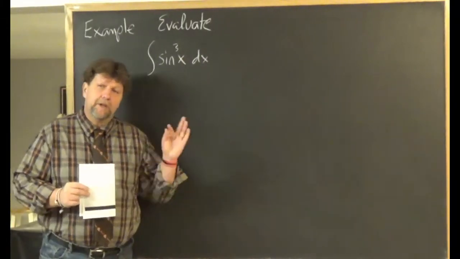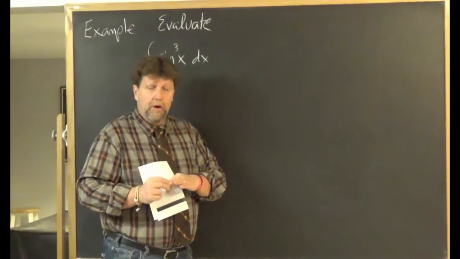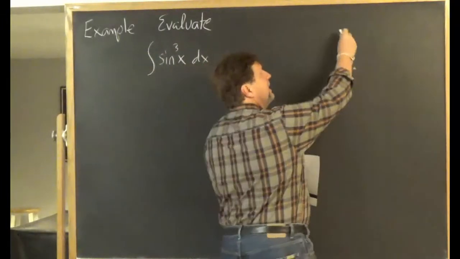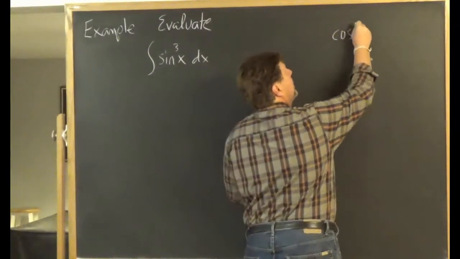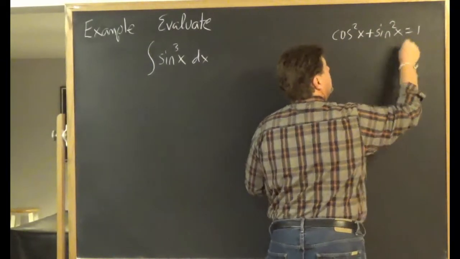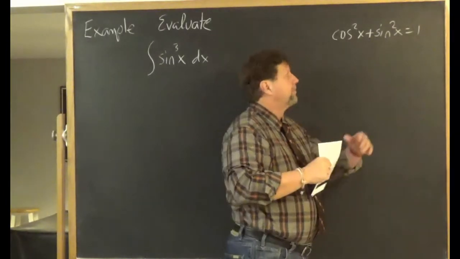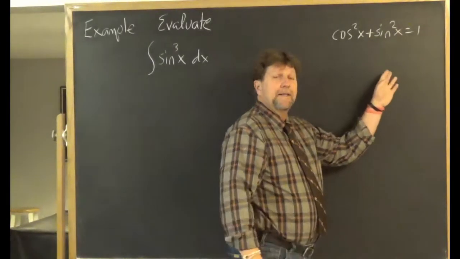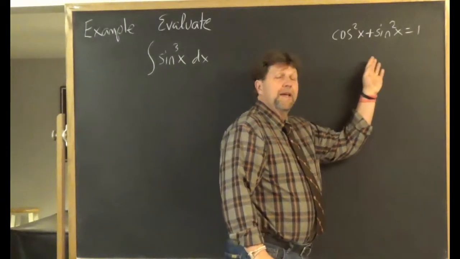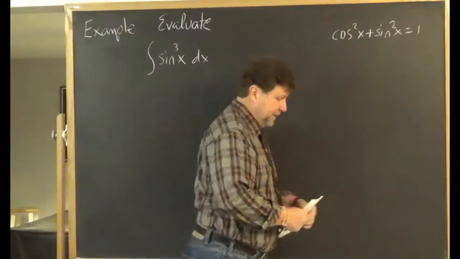I've already mentioned it, but let me write it down again. An identity that will be really important for this integral, one of the basic identities that you should know, is cosine squared x plus sine squared x equals 1. Because from that identity you get for free cosine squared x equals 1 minus sine squared x. You also get sine squared x equals 1 minus cosine squared x.